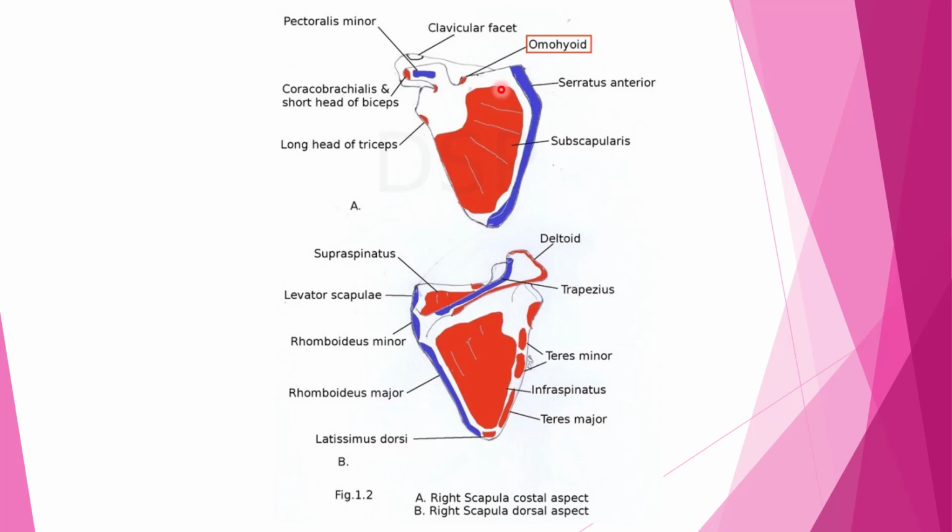In this diagram also you can see all the muscles which are attached. Okay, serratus anterior muscle, subscapularis muscle, deltoid, trapezius. Then there is long head of the triceps, teres minor, teres major. This is latissimus dorsi, this is levator scapulae, rhomboids minor and rhomboids major muscle. Okay, this spine of scapula is opposite T3, that is the third thoracic vertebra. Remember this thing, third thoracic vertebra.